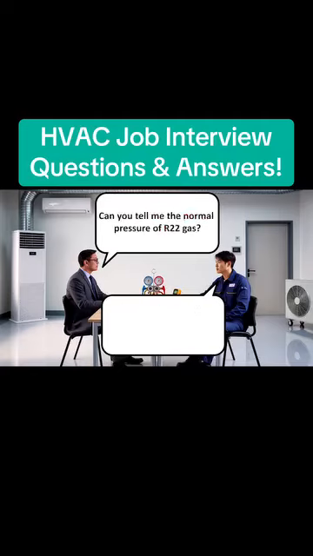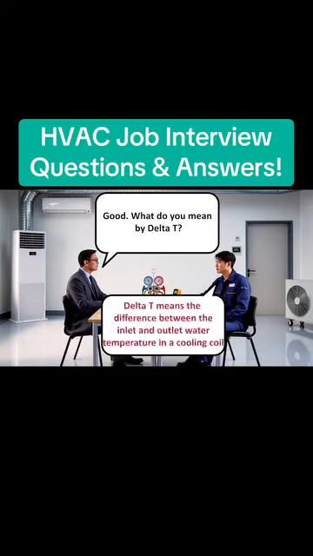Can you tell me the normal pressure of R22 gas? Yes, sir. Suction pressure is around 62 to 65 psi, and discharge pressure is about 300 to 350 psi, depending on temperature. Good. What do you mean by delta T? Delta T means the difference between the inlet and outlet water temperature in a cooling coil.